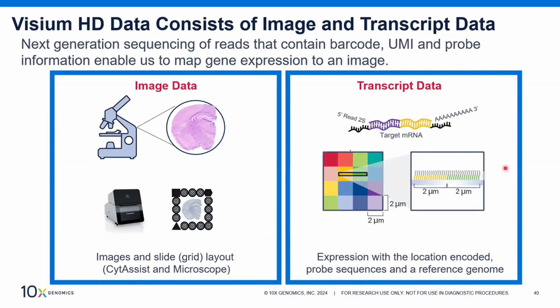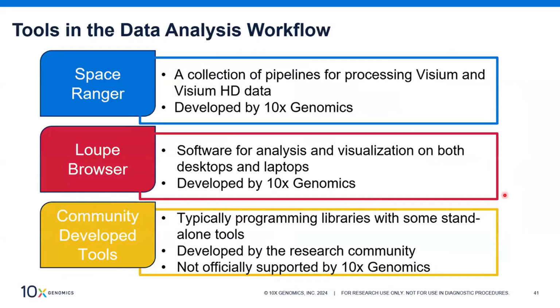On the other hand, we have transcript data. So we have the expression of any gene on your tissue, but we have it with the location encoded because of the barcode that we are attaching to the probes. We also have the probe sequences, and we have the reference genome that we're working with. So we have a couple of layers of transcript data as well.